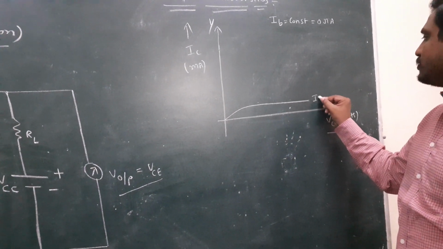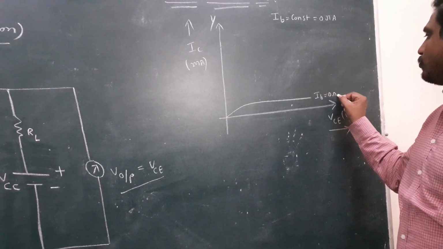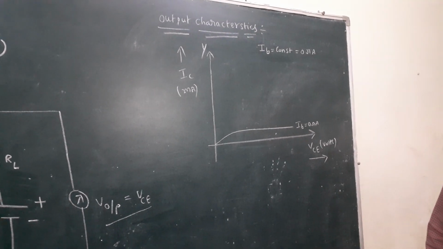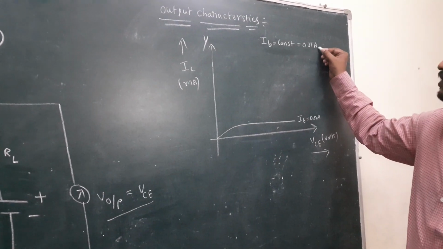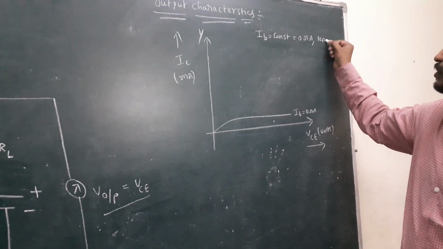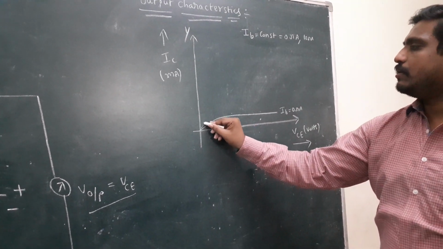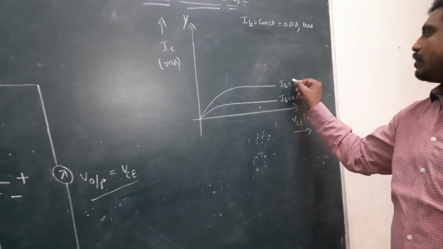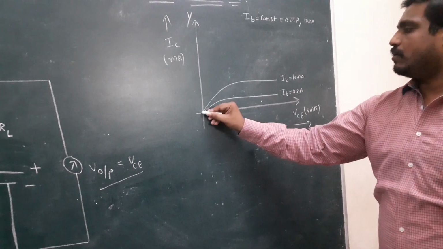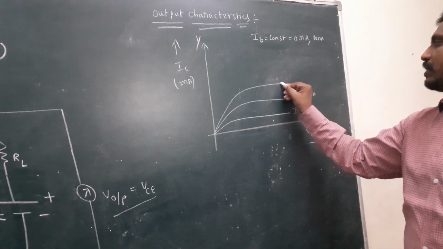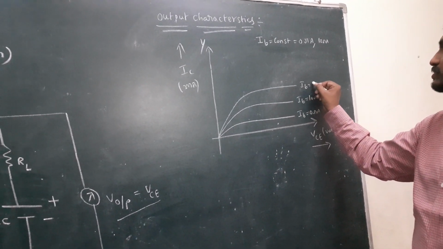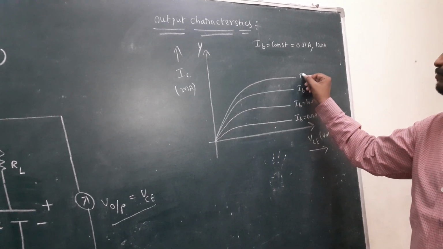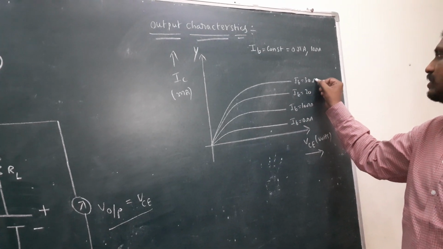Here the IB value is taken as 0 microampere according to this graph. Next, the IB value is fixed, for example 10 microamperes. This is the graph for IB 10 microamperes. Here I take IB as 20 microamperes, this is the graph. The IB value is fixed. Suppose IB is 30, this is the graph.